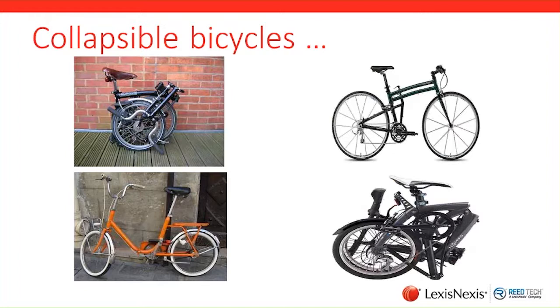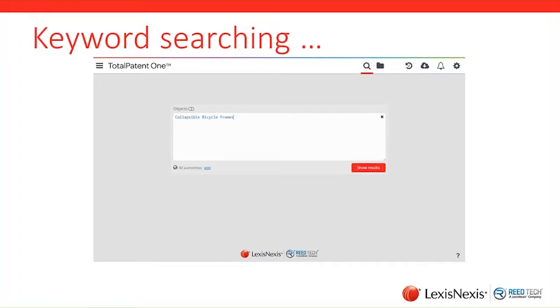Let's begin with a simple novelty search for a folding bicycle that hinges around the frame. Something like these. For my first example, I'm going to look for documents that contain the terms collapsible bicycle frames.